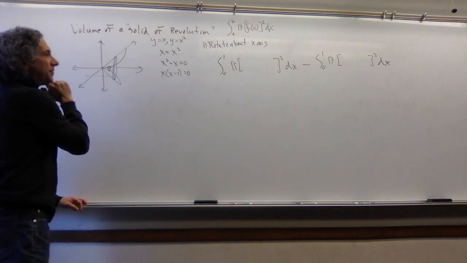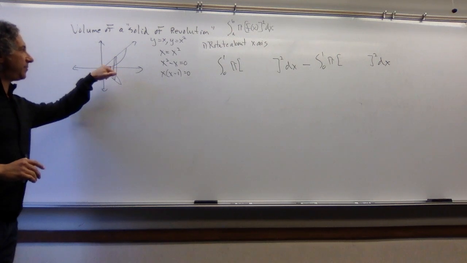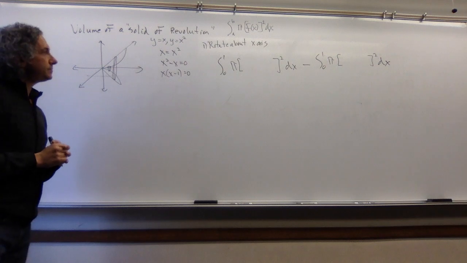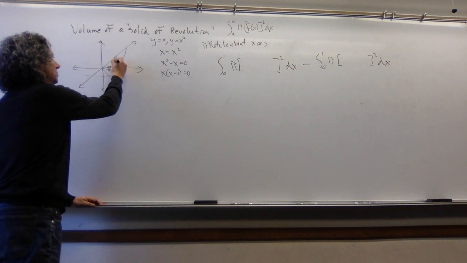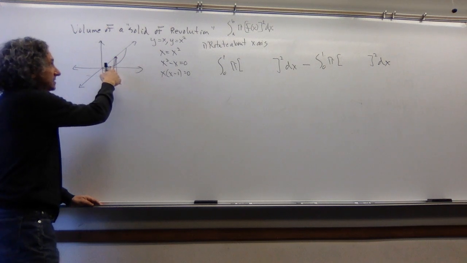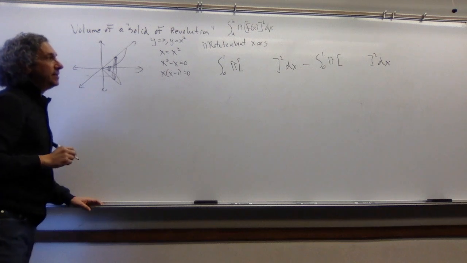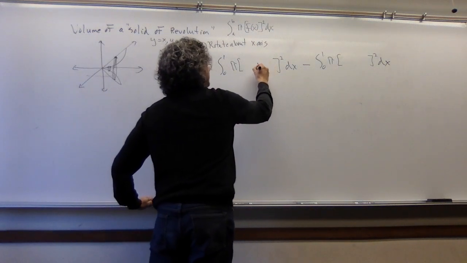All right, well, at this point, I would recommend pausing the video, seeing if you can come up with the radius of that guy and the radius of that guy. Hopefully you said that the radius of the first one is just x. So for a given x, I need to spit out the y, and y equals x. So it'll just be pi times x squared.